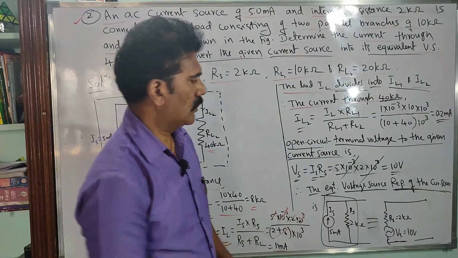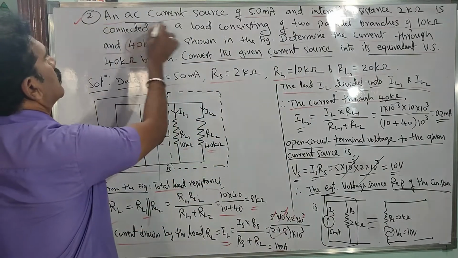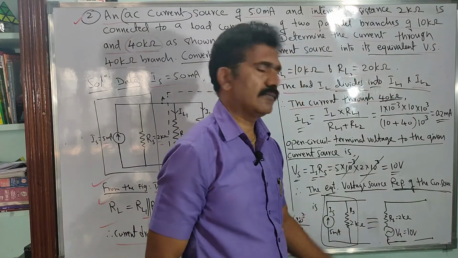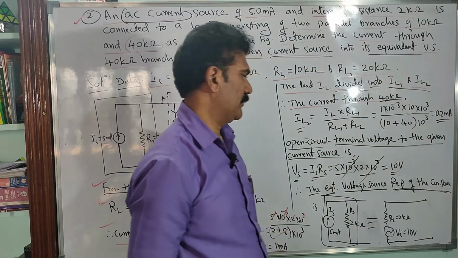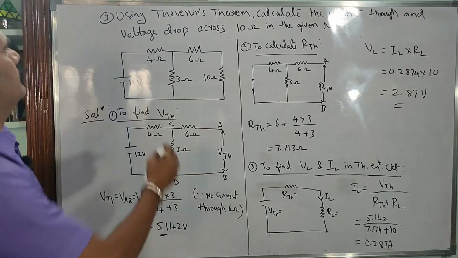Okay. But don't write DC source here, because it is given as an AC current source. So that is why you should write the representation of an AC source, an AC voltage source particularly. Okay. Now take down the next problem.